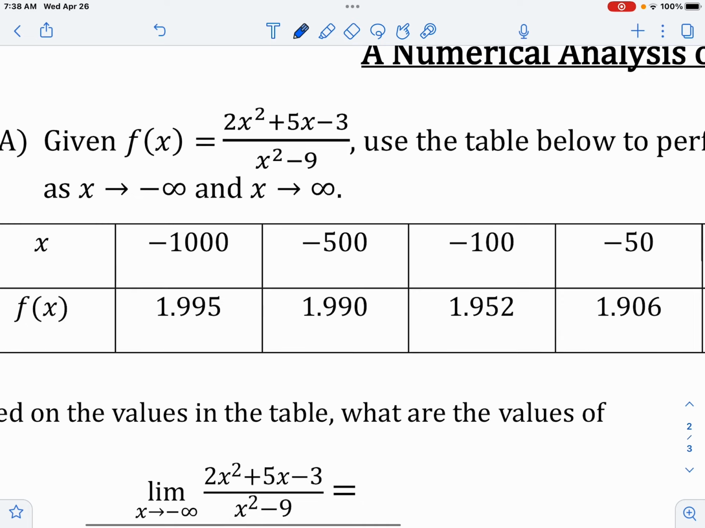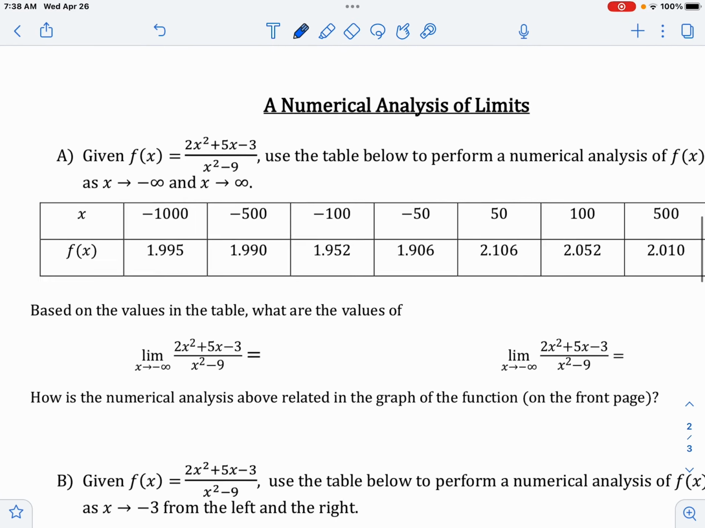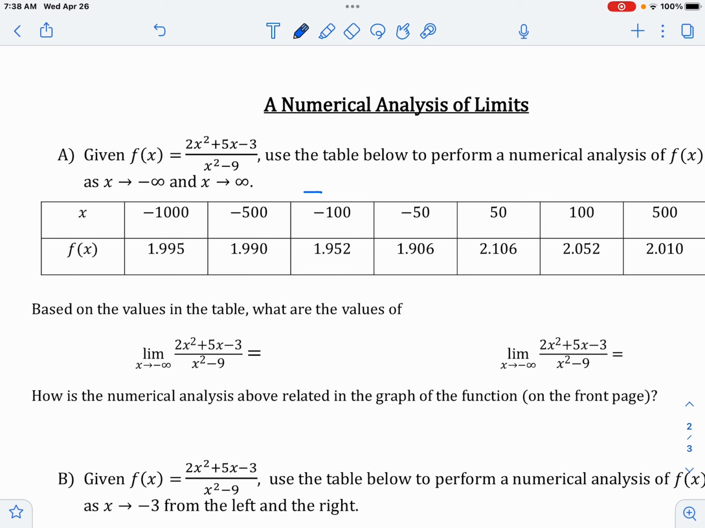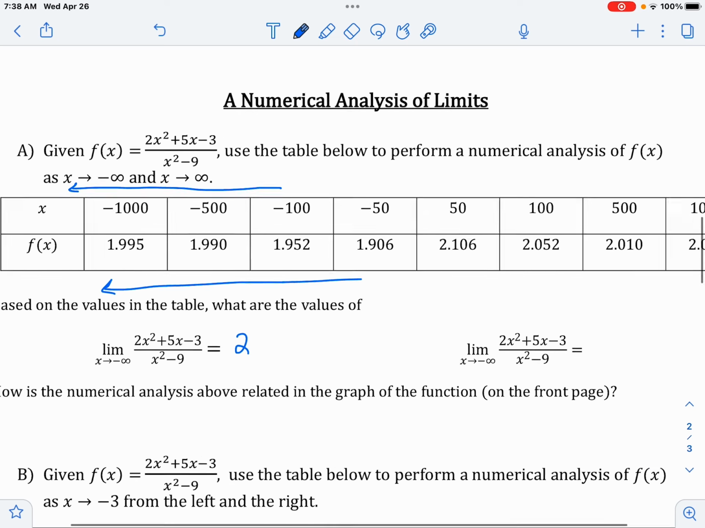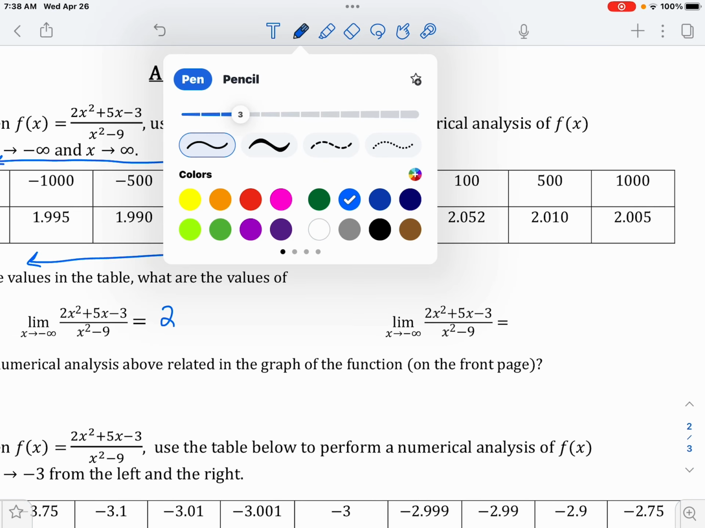If you look at our table right here, our x values are in the top row, and approaching negative infinity is looking this way. We're asking, as our x values get smaller, what is happening to our y values? If you look at your y values going this way, 1.906, 1.952, 1.990, 1.995, we're getting closer and closer to the number 2. As x approaches, oh, that's a typo. This is supposed to say positive infinity.